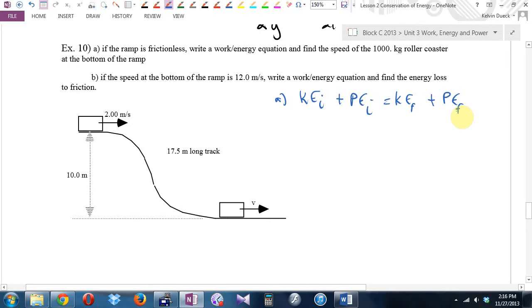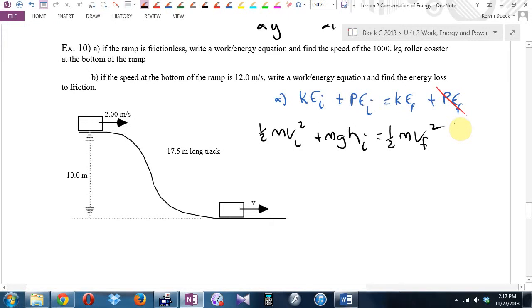Hey, are any of these 0? Is your initial speed 0? Are we starting at rest? No, the diagram says I'm starting at 2 meters per second. Is my initial height 0? Yeah. Is my final speed 0? No. Is my final height 0? Okay. So I get a half m v initial squared plus m g h initial equals a half m v final squared.